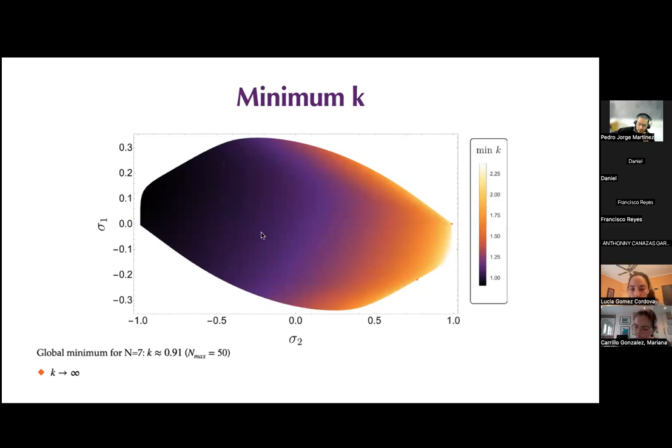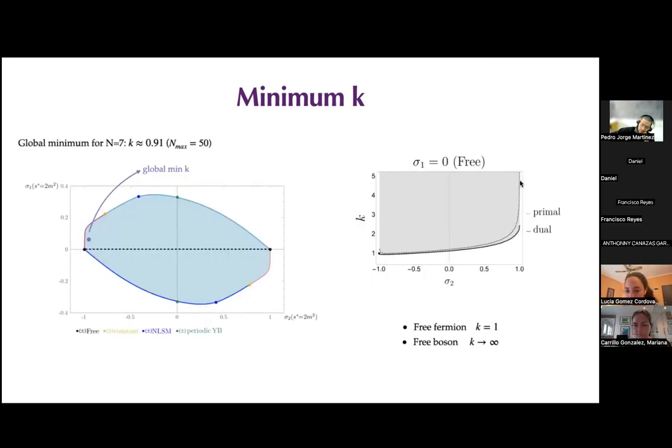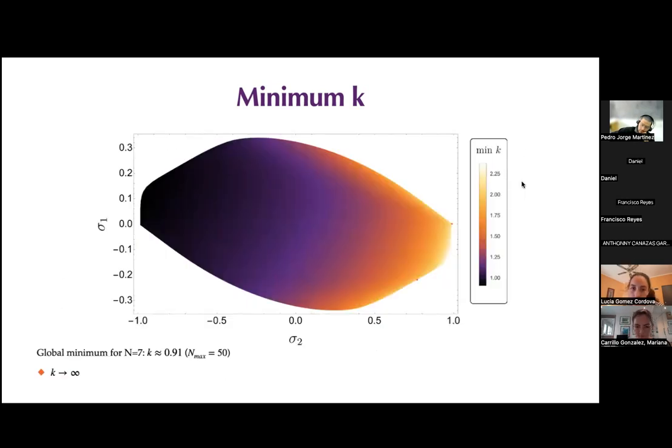You can also do this temperature plot. Now it has some minimum close to free boson, and it grows towards free fermion, and it grows towards free boson. These 2 points here are where we have K equals infinity. And it's the same as this point here.